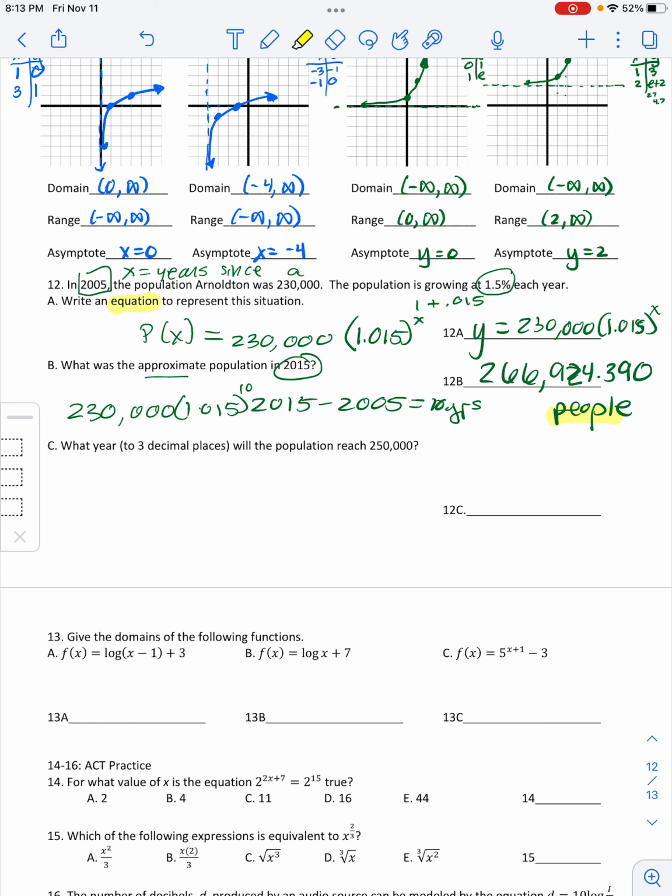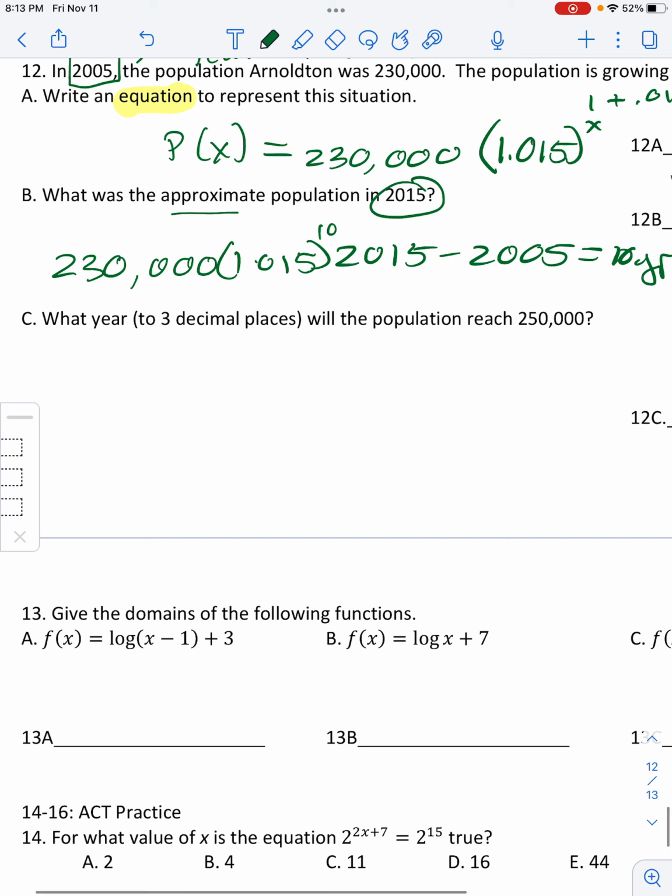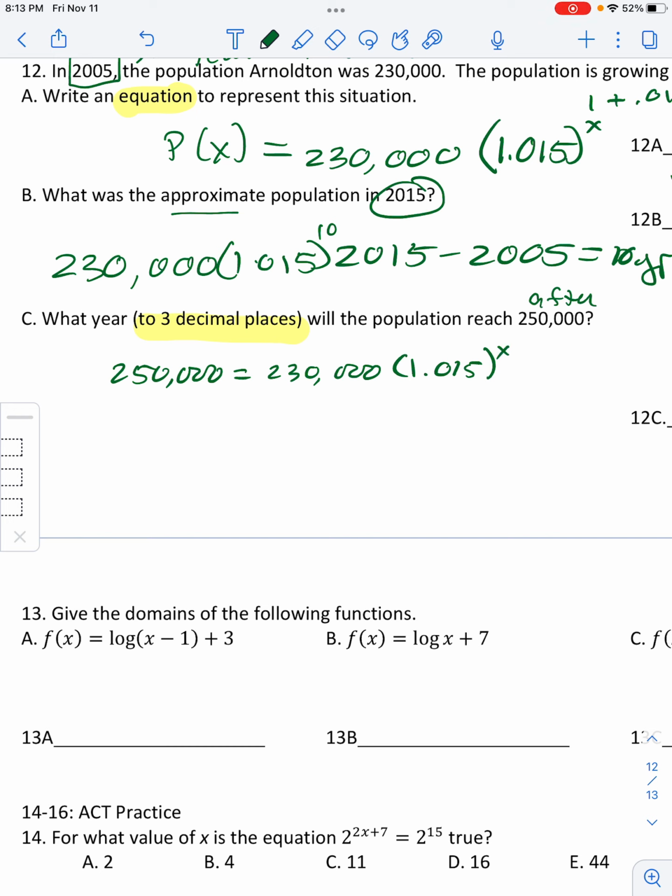Oh, look at this. We're going to do some backwards learning here, but we are not graphing. What year, to 3 decimal places, will it reach 250,000? So this is the after, like after how long will it be at 250? So I'm going to put 250,000 out here. I started with 230,000. My growth factor is 1.015, and I'm trying to determine the time.